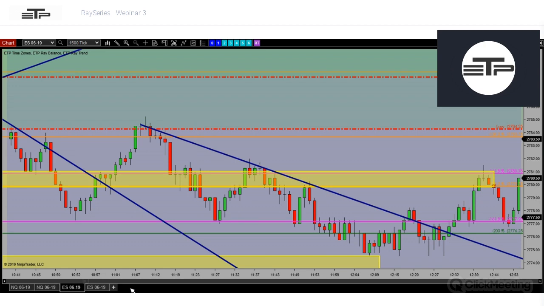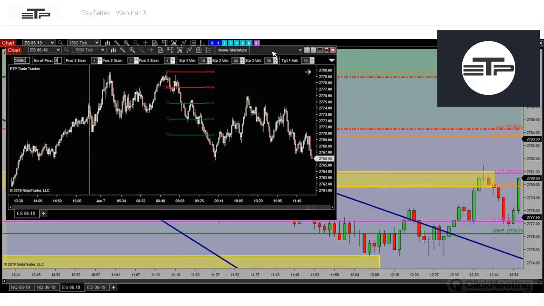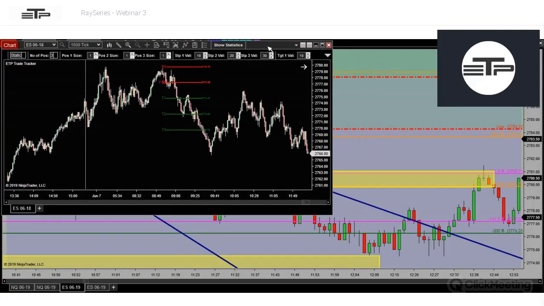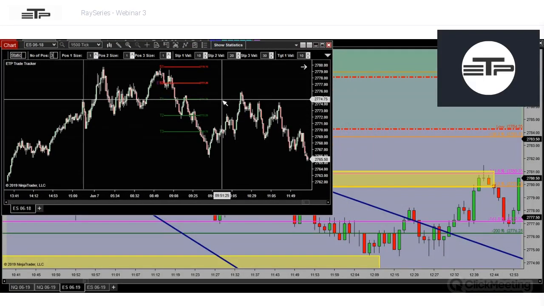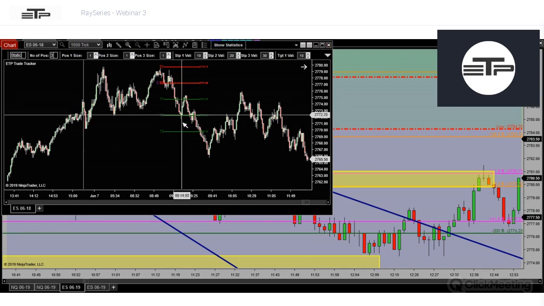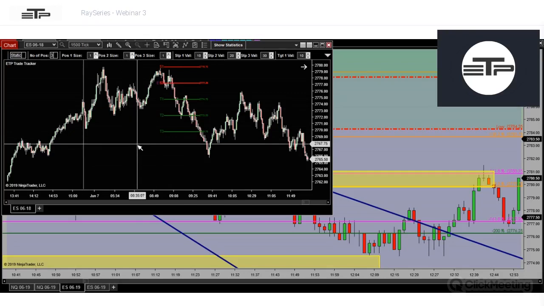Okay, so first of all, we're going to start off with the ES0618. Now, this is our trade tracker. Some of you guys have it, some of you don't. For those of you that don't have it, you're going to receive it on Monday to use for 7 days so you can actually see what we tested.